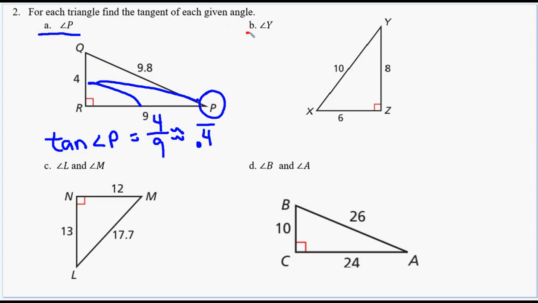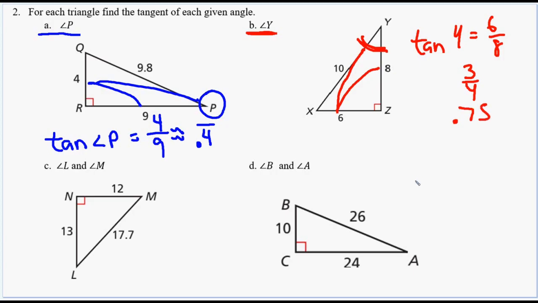All right, now for part B, we want angle Y. Angle Y is up here. Tangent is opposite over adjacent, 6 over 8. Tan of Y equals 6 over 8. That looks familiar from the last thing we did. That fraction is going to divide out on a calculator. It'll reduce down to 3/4, or as a decimal, 0.75.